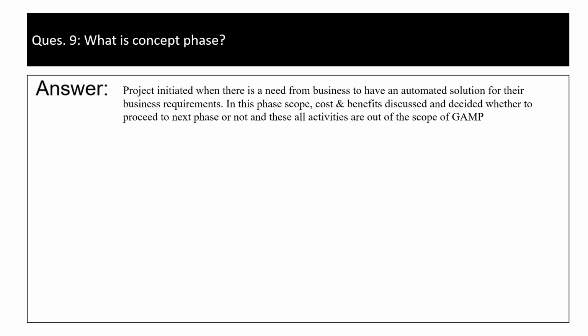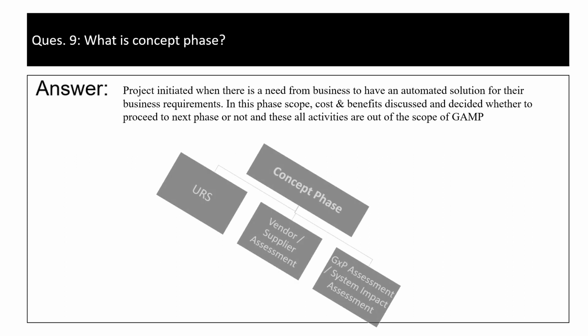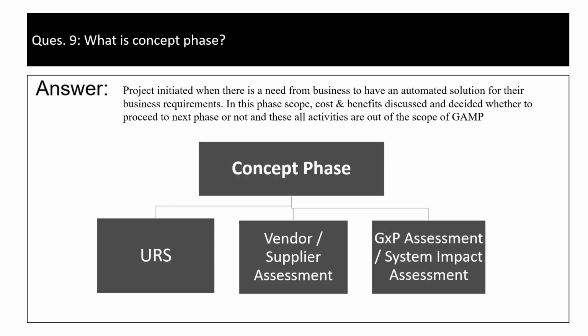Question number 9, what is the concept phase? The answer: a project is initiated when there is a need from the business to have an automated solution for their business requirements. In this phase, scope, cost and benefit are discussed and it is decided whether to proceed to the next phase or not. These activities are outside the scope of the GAMP guideline. The concept phase includes URS, vendor or supplier assessment, and GXP assessment.